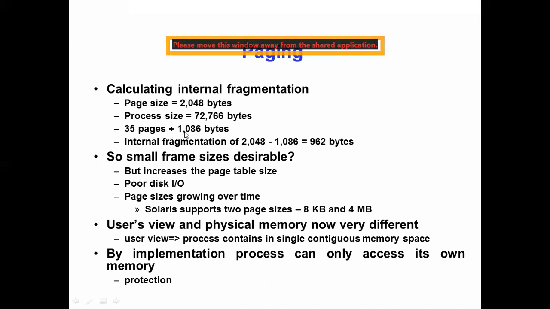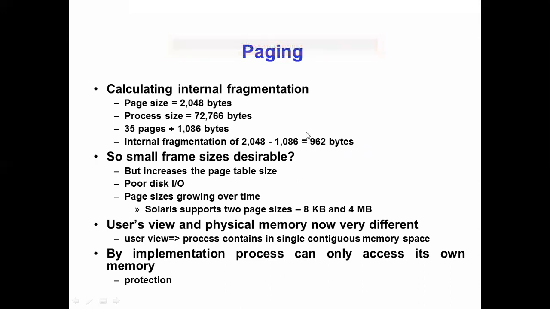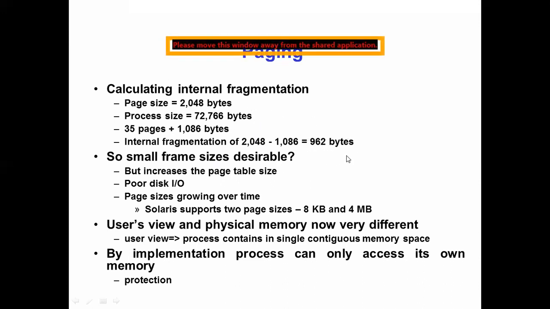Because with 35.5 pages, in the last page we still have this space left, 962 bytes. Now you can see this is called the internal fragmentation. This memory we can't use. This is the space left by our process. So 35 pages plus the remaining bytes, the remaining space left on the last page, will go to wastage.